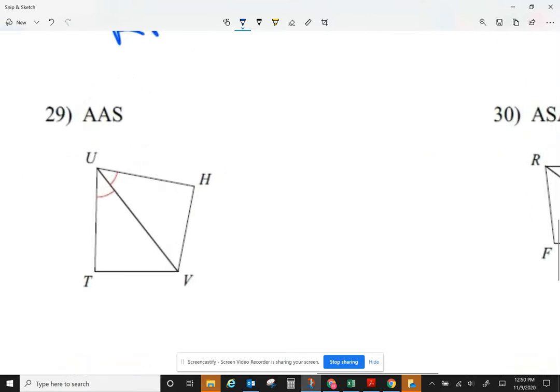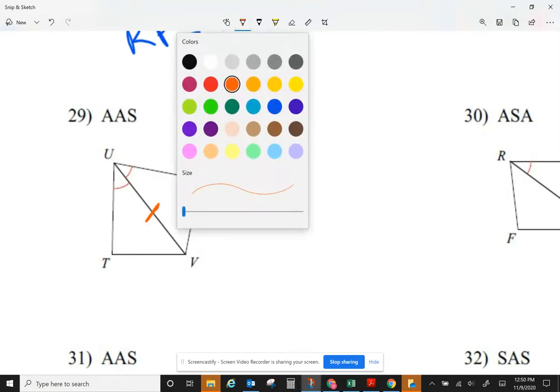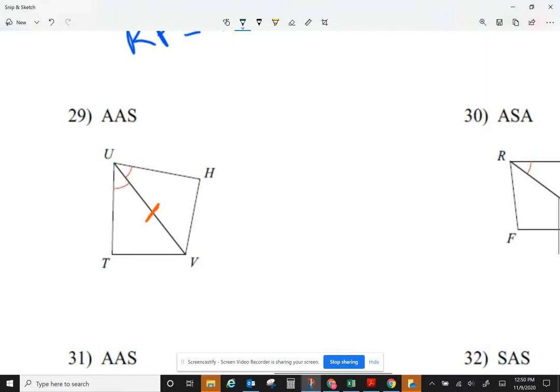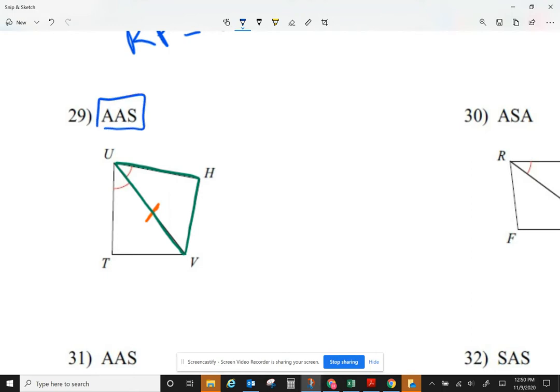All right, let's take a look at number 29. I can legally mark this side because both triangles use it. Let me take a look at one triangle. The rule that I need here is angle, side. I need two angles, but the side not in between them. So in this case, I need this angle, right? I need two angles, but I don't want the side that is marked to be in between the angles. And from the other triangle, I will need this angle.